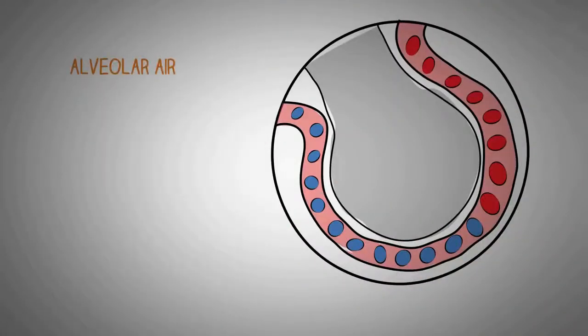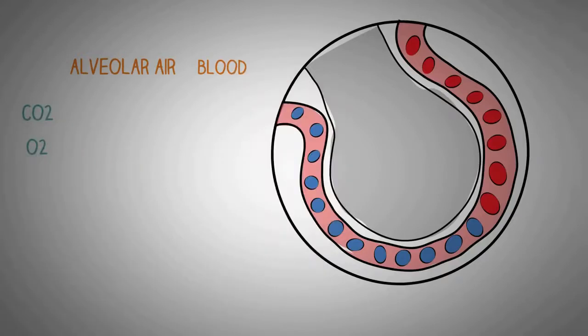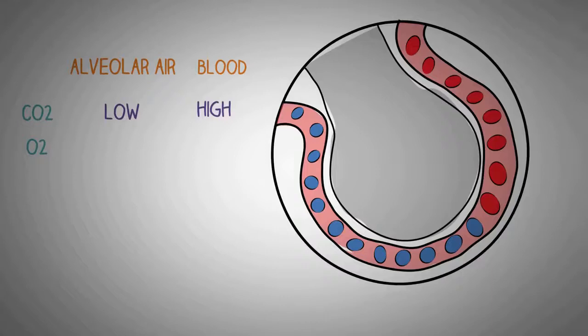So if we take a look at the concentration difference of carbon dioxide and oxygen between the alveolar air and the blood, we can see that the alveolar air has a low concentration of carbon dioxide as compared to the blood, which has a higher concentration, whereas the opposite is true in the case of oxygen, where a high concentration of oxygen is present in alveolar air as compared to a low concentration of oxygen in the blood.